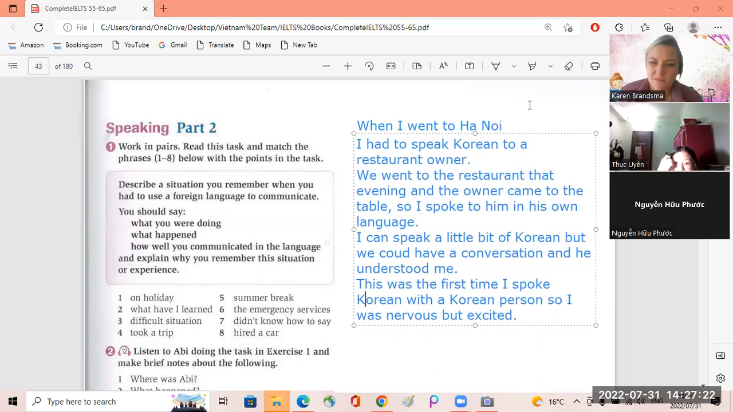When I went to Hanoi, I had to speak Korean to a restaurant owner. We went to the restaurant that evening, and the owner came to the table, so I spoke to him in his own language. I can speak a little bit of Korean, but we could have a conversation, and he understood me. This was the first time I spoke Korean with a Korean person, so I very nervous but excited. Okay, very good. Okay, let's save that.